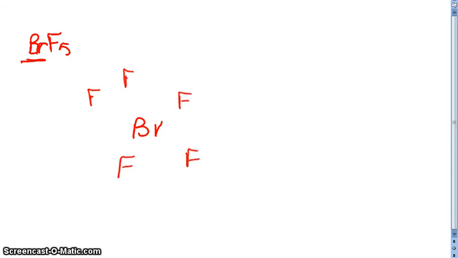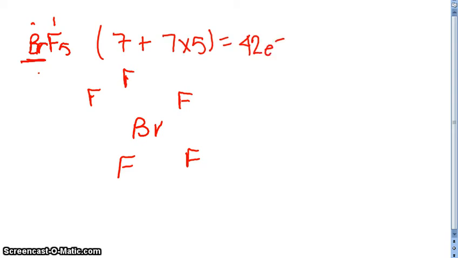Sorry, I forgot to add up our valence electrons here. So we're going to go bromine has 7 plus fluorine has 7, but there's 5 fluorines. So that gives us 42 electrons. Alright, so I'm going to make single bonds to our outer atoms. And each of those bonds is 2, so that uses 10 electrons. So I'm left with 32. And I'm going to start filling the outer octets of the outer atoms.